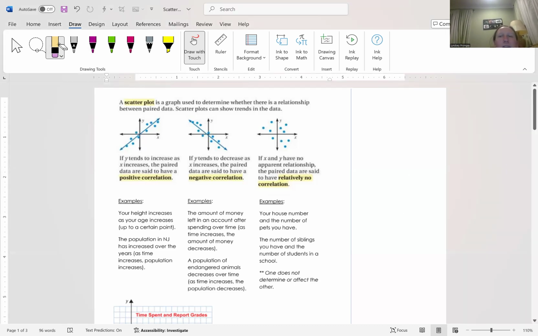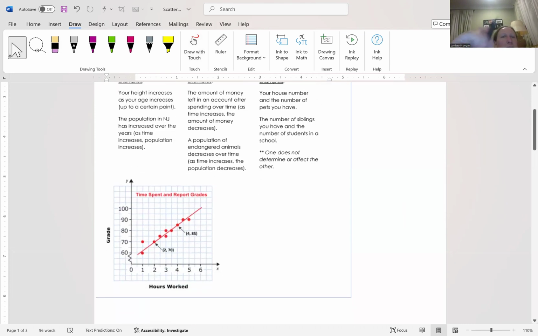Okay, now we are going to look at the bottom, where you're actually going to do a teeny bit of math today. We have a graph here, hours worked and the grade, for time spent on report grades. It's also good to look to see if there's a title, and look at the axes to see what they are representing. Please note that line there was not there originally. It was just those red dots representing how many hours someone worked on a report and what grade they got. That line that was drawn in there is called a couple things.